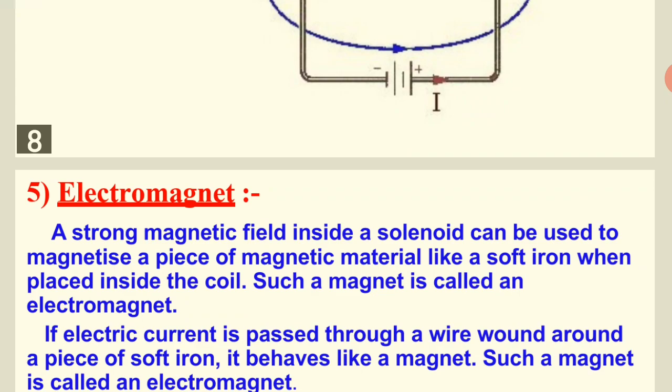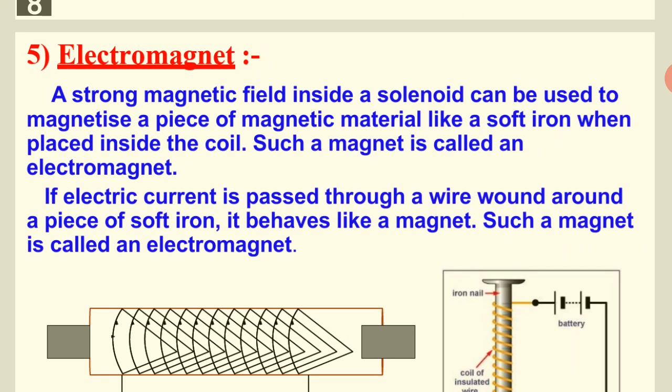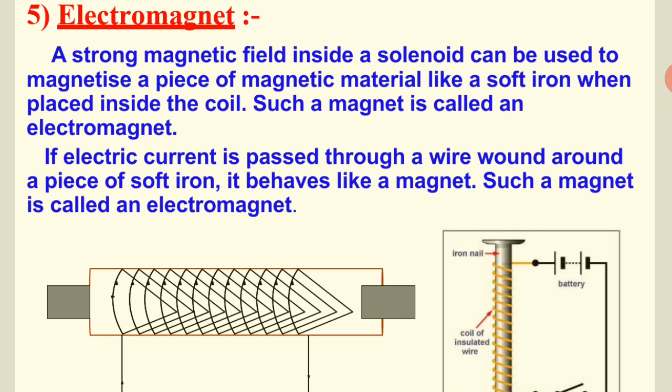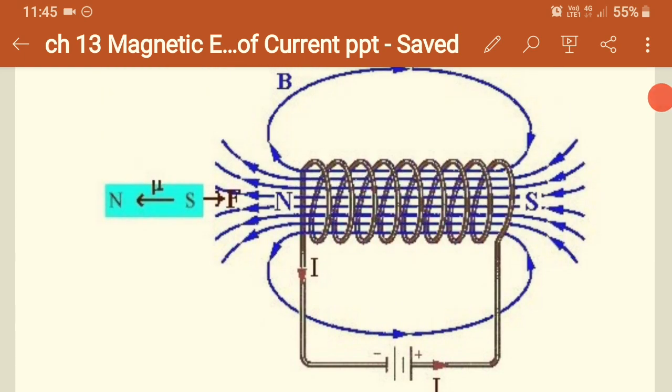So with the help of this strong magnetic field, we can make a strong electromagnet as well. Why are we saying this? Because the strength of the magnetic field will depend upon the number of turns, as we have done previously, and it also depends on the amount of current flowing through it. So by increasing the current or by increasing the number of turns, we can increase as well as decrease the strength of the magnetic field around the solenoid.